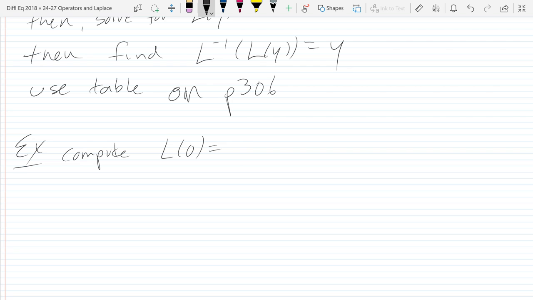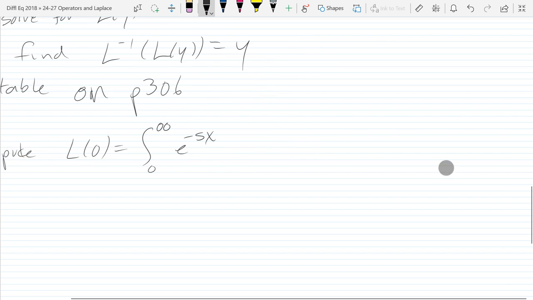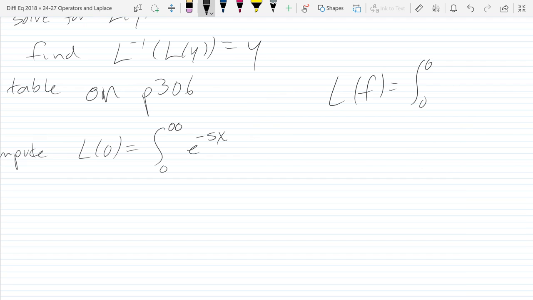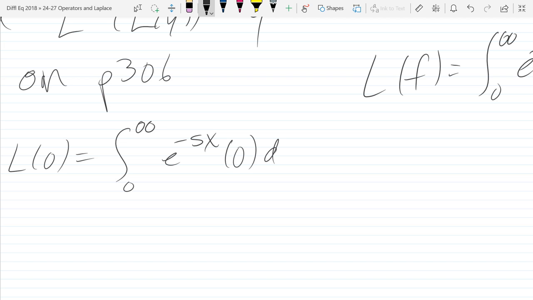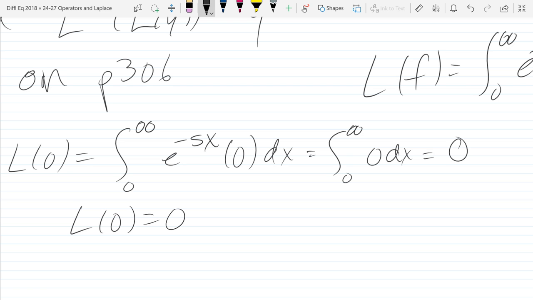So we're going to compute L of 0, which is integral 0 to infinity. You have a definition in your notes. It's a Laplace transform. I'll write over here: integral 0 to infinity, e to the negative sx, f of x, dx. That's what the L stands for. And it will be a function of s. Your x's will disappear. So we computed L of x before. All right, what is e to the negative sx times 0? 0. So what is the integral of 0 from anywhere to anywhere? 0. So that means L of 0 is equal to 0.